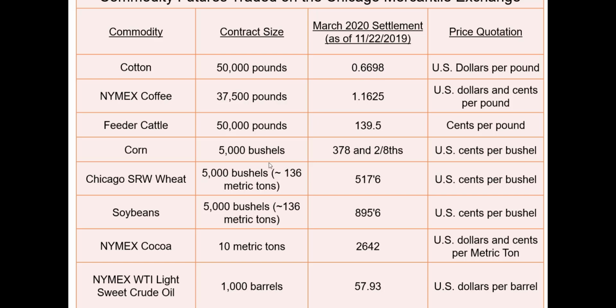So let's look at corn. Corn is traded on the CME in lots of 5,000 bushels. Now, when corn is bought on the CME, the price that you see here, 378 and 2/8, is in US cents per bushel. So what this really reads as is $3.78 and 2/8 cents per each bushel of corn. So each of these 5,000 bushel contracts is going to be this number, 378 and 2/8, multiplied by 5,000.